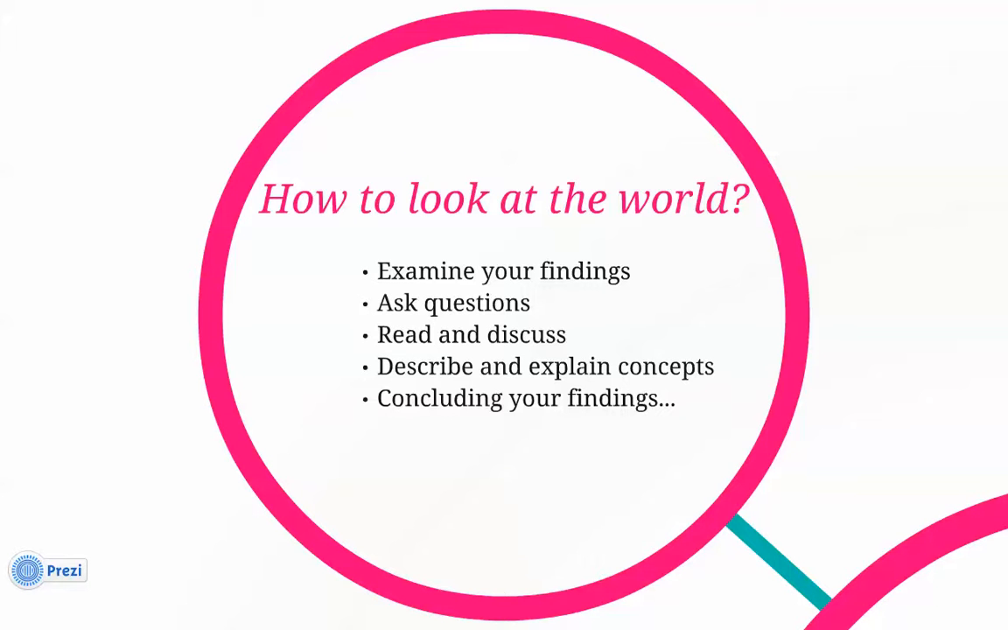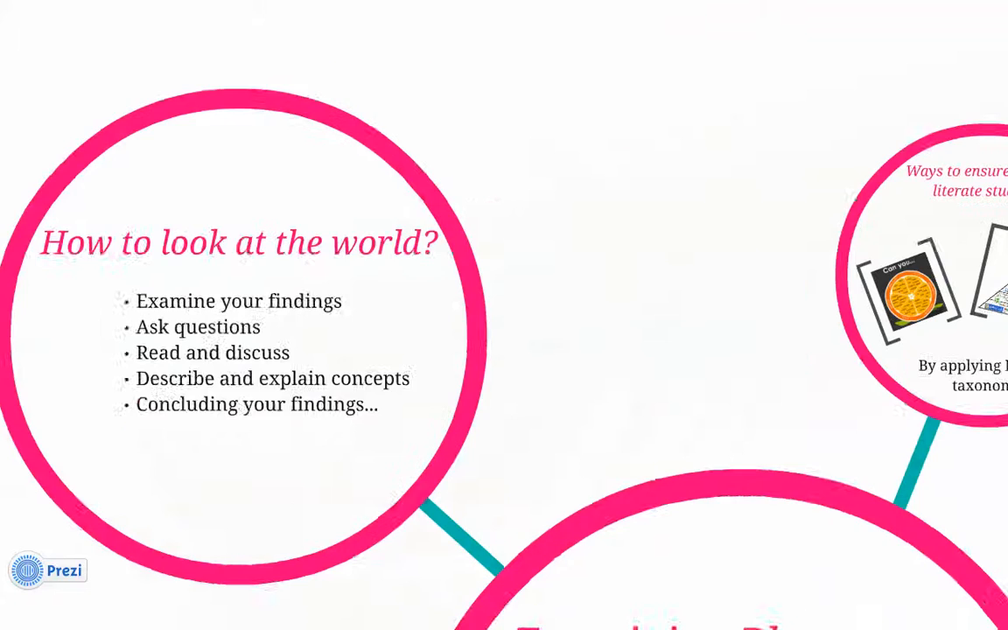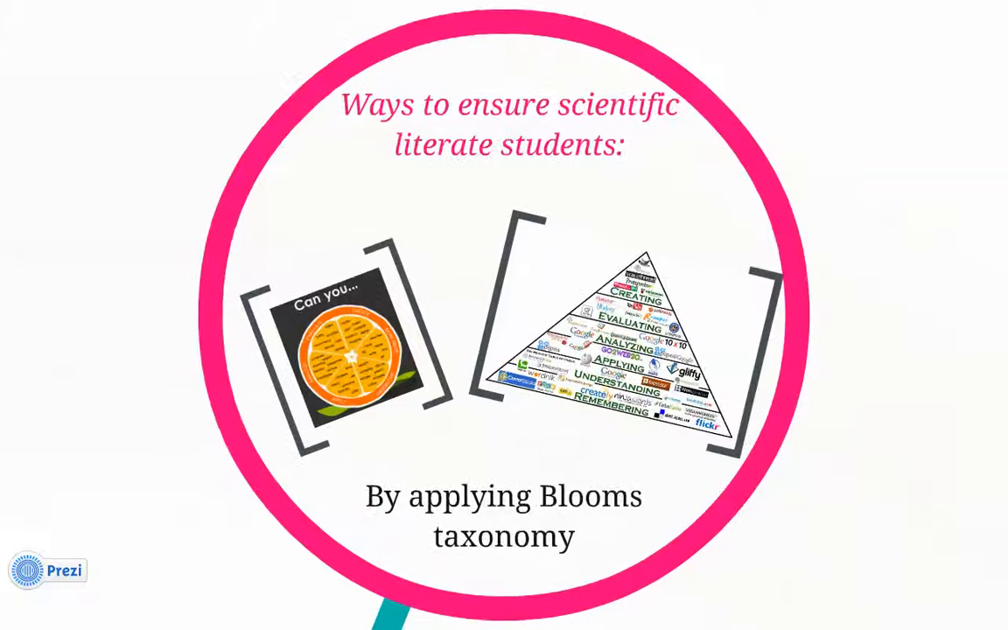They'd be able to examine their findings and ask questions, and then read and discuss scientific articles and concepts, and they'd be able to describe and explain concepts as well as concluding their findings, whether or not they're true or false. And these are different ways we can ensure we have scientific literate students. We can apply Bloom's taxonomy.